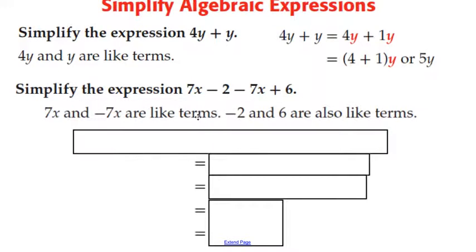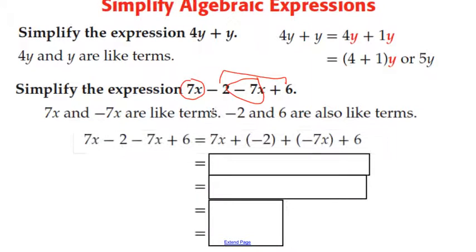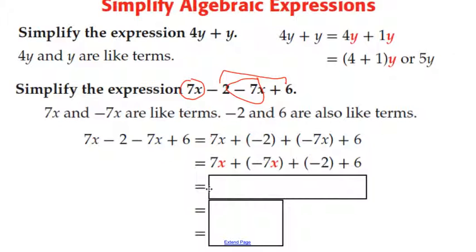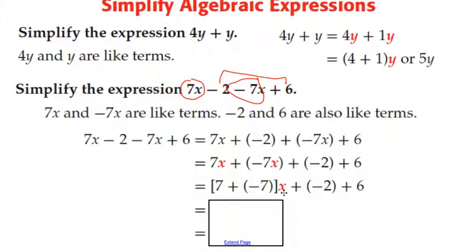Okay? So in this expression, we have 7x minus 2 minus 7x plus 6. What terms are alike? Well, 7x and minus 7x are like terms. I'm going to go ahead and circle those, this one and this one, with the sign in front of it. But we also have like terms for our constants, right? So negative 2 and 6 are like terms, just like 7x and minus 7x. So what we can do is rearrange those, and then add them together. 7x and minus 7x add to 0, and then negative 2 plus 6 gives us 4.